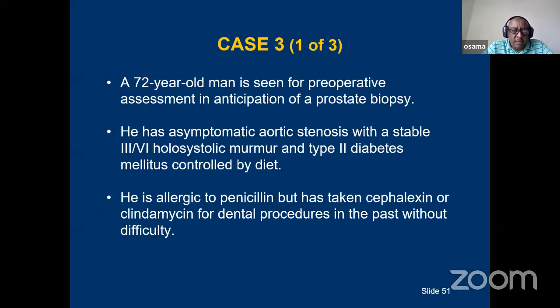Case number 3: a 72-year-old man is seen for preoperative assessment in anticipation of a prostate biopsy. He has asymptomatic aortic stenosis with a stable grade 3 to 4 holosystolic murmur and type 2 diabetes mellitus controlled by diet. He is allergic to penicillin, but has taken cephalosporin and clindamycin for dental procedures in the past without any difficulties.